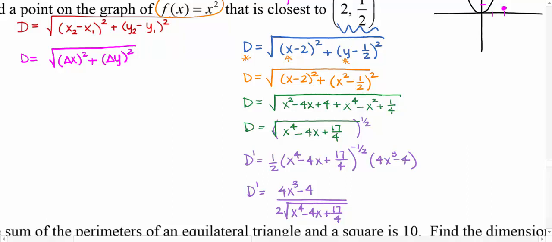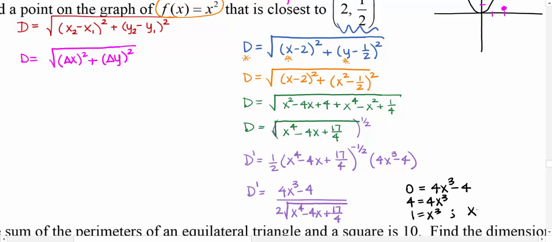If I rewrote that d prime just using my radical instead of that negative half, this is what it looks like. And the reason I did that is so now when I set this equal to 0, hopefully you can see that my numerator needs to be 0. And whether you divided that by 2 or not is insignificant, right? Because I'll end up with the same answer here. So 4 equals 4x cubed. So 1 equals x cubed.